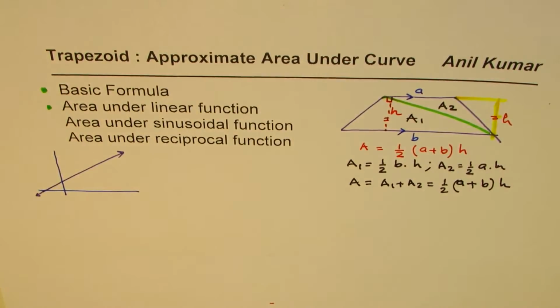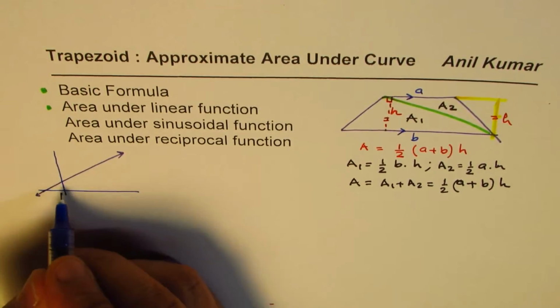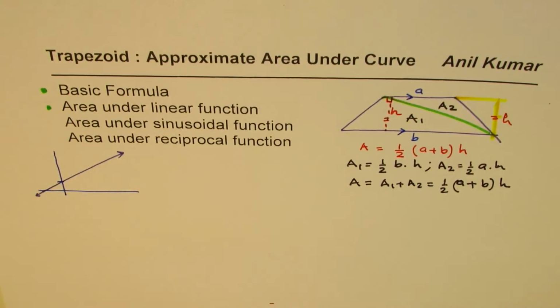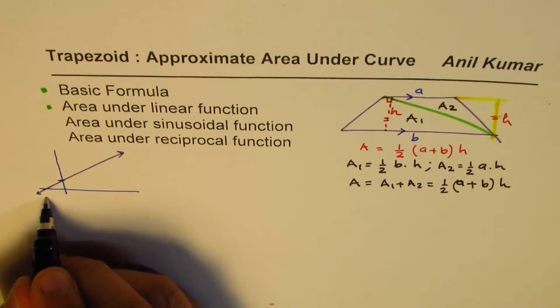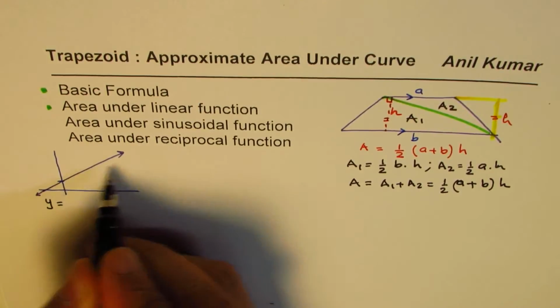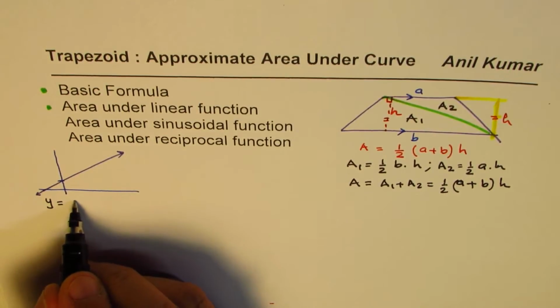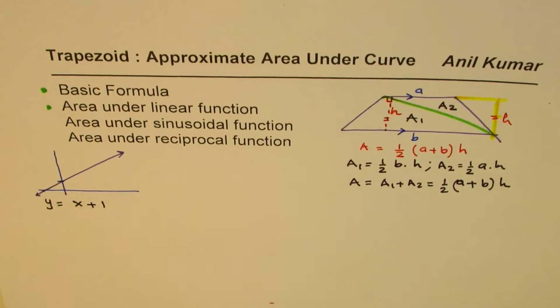Now let's give an equation to this straight line. Since this has some y-intercept, we'll call this straight line y equals, let's say this is 1 and slope is also 1. Let's keep it simple. So it is x plus 1. So that is my straight line.